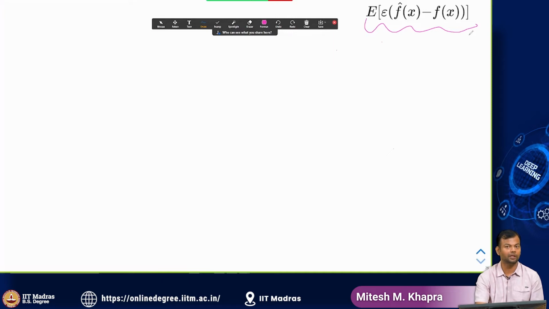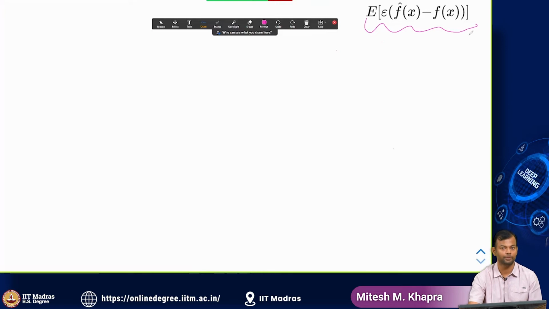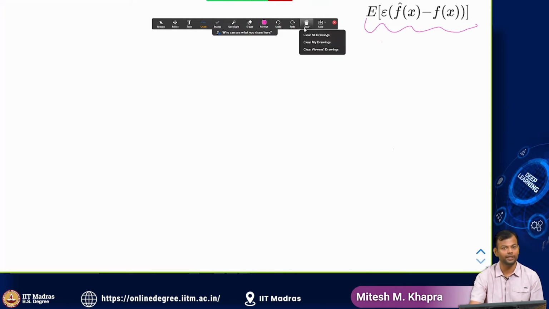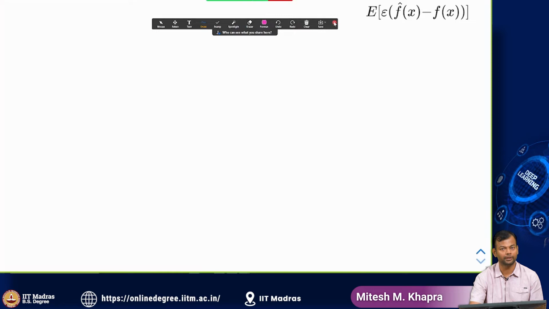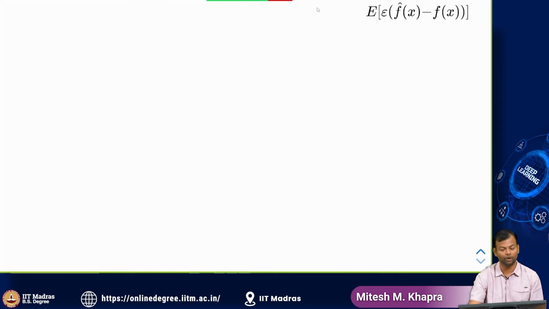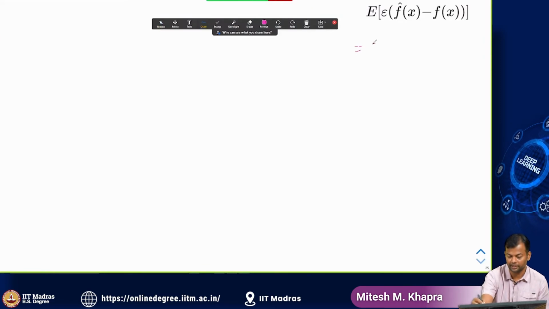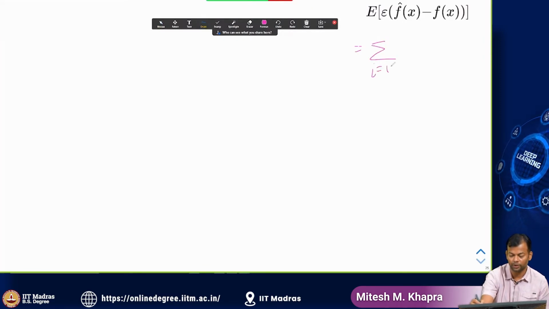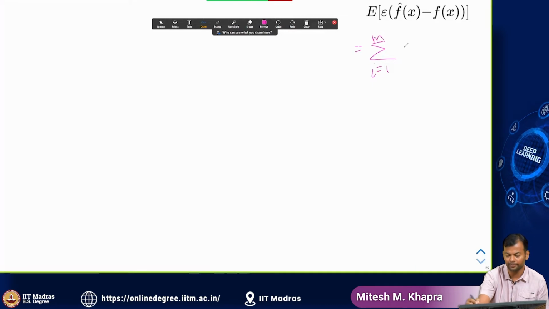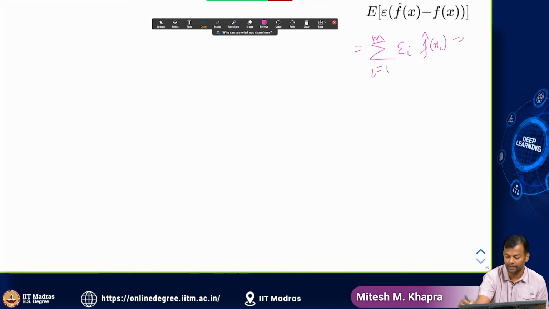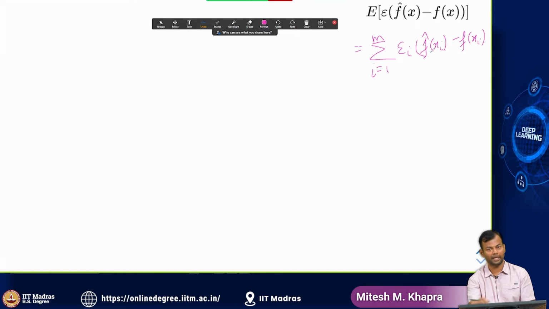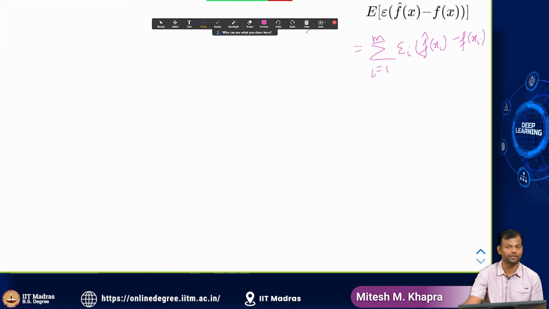You are not really giving a true picture of the true error. So this was the quantity that was bothering us. And now this quantity again, I could think of estimating it empirically. What do I mean by that? I could think of this as a summation i equal to 1 to m or n of epsilon i times f hat of x i minus f of x i. I can think of estimating this quantity empirically. This is just an observation.